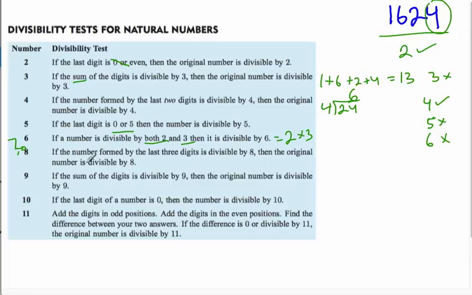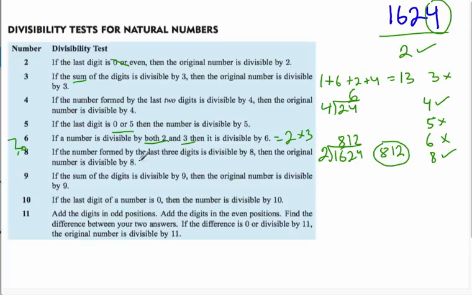So let's look at number 8. If the last three digits are divisible by 8, then the number is divisible by 8. So you can do long division on 624, but I like to do it a different way. I like to take the number and divide it by 2. So 2 into 1624 is 812. Then I'm going to look at 812. Is that divisible by 4? Yes. So I'm going to say it is divisible by 8.